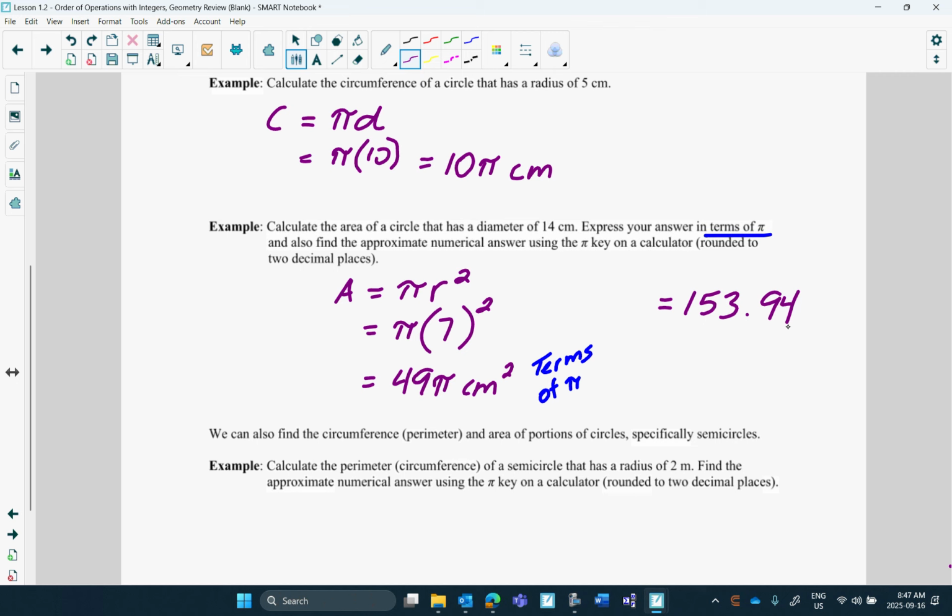Okay, somebody do times 3.14. I'm just curious to see if you get the same thing. Yes, 153.86. Okay, so you do get a slightly different answer. So this is in terms of pi. I mean, I would accept both answers. If you did 3.14, I would accept it. So this is numerical.